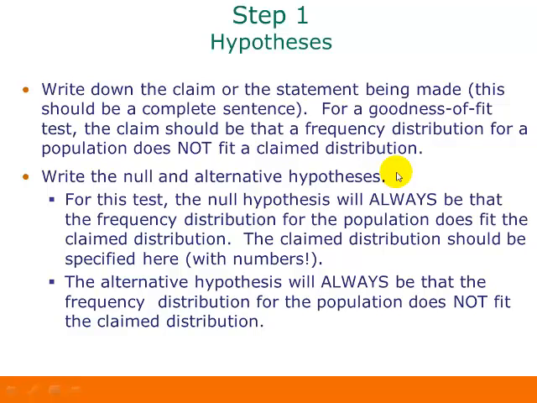Now to write our null and alternative hypotheses, this is pretty easy because these are always going to be basically the same. The null hypothesis will always be that the frequency distribution for the population does fit the claimed distribution. The claimed distribution should be specified here with numbers. The alternative hypothesis will always be that the frequency distribution for the population does not fit the claimed distribution. So in other words, that it's different than the distribution being claimed.